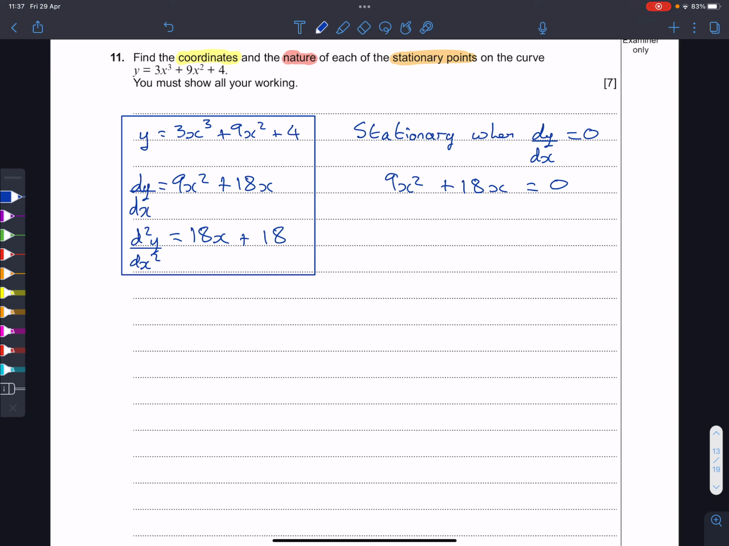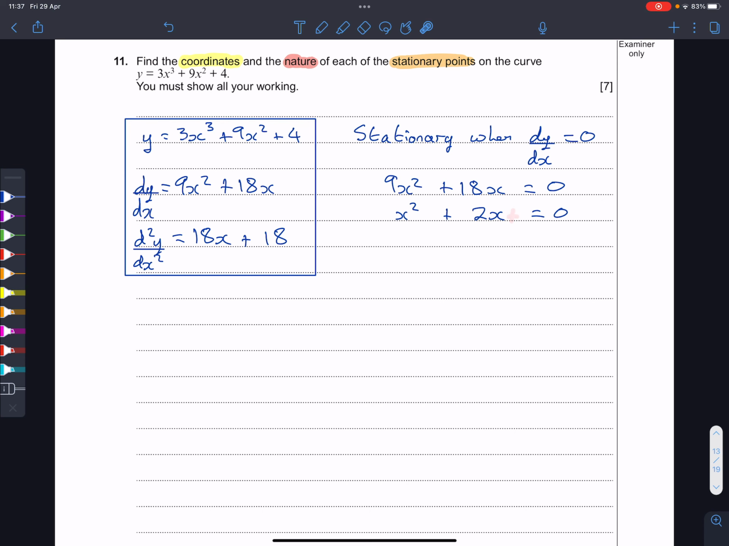Now, it'd probably be easier here if I divide everything through by 9. So x squared plus 2x equals 0. And this is a simple factorising rather than a quadratic factorising because there's no plus constant on the end. So this just becomes x times x plus 2 is 0. So either x is 0, or x plus 2 is 0, so x is negative 2. We have two values for x.